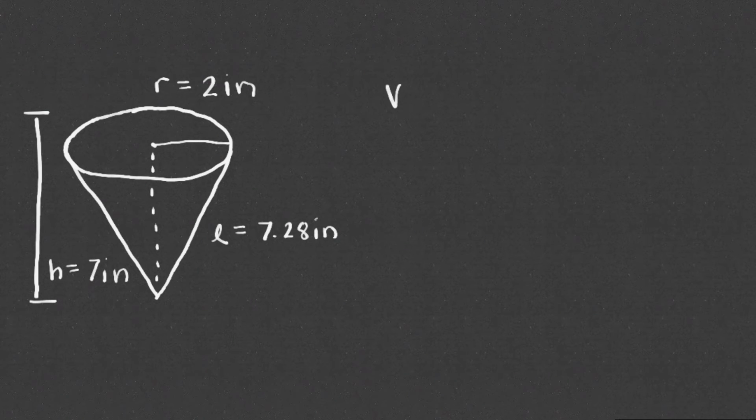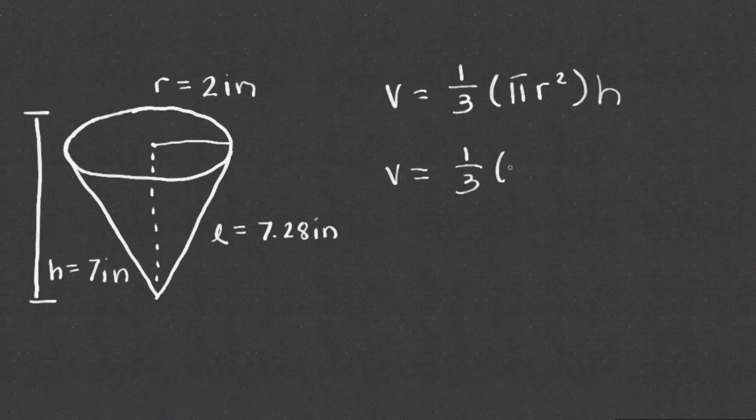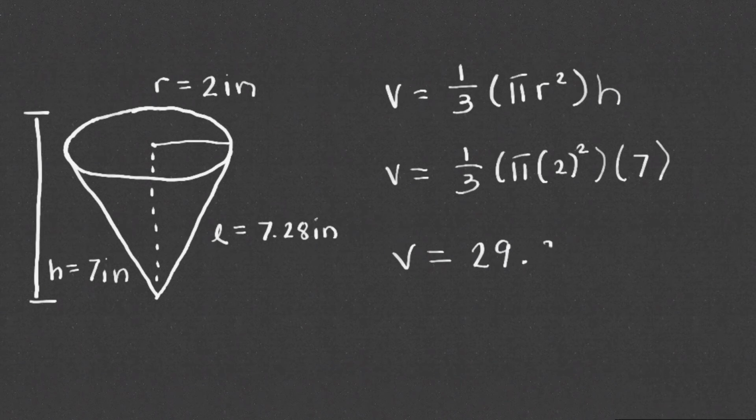So V is equal to 1/3 times pi r squared times the height. Let's substitute what we know. So 1/3 times pi times 2 squared times the height, which is 7. Therefore, the volume of the cone is equal to 29.32 inches cubed.